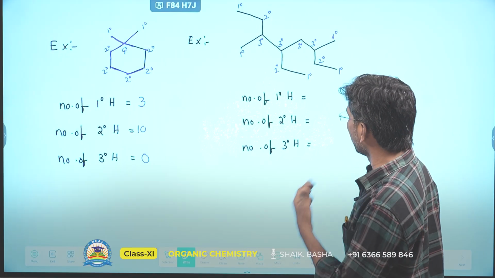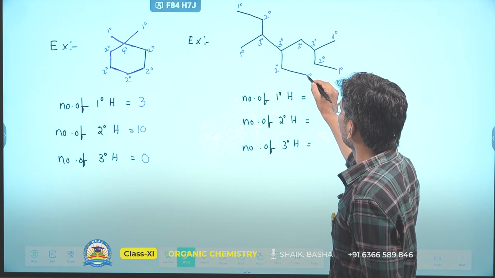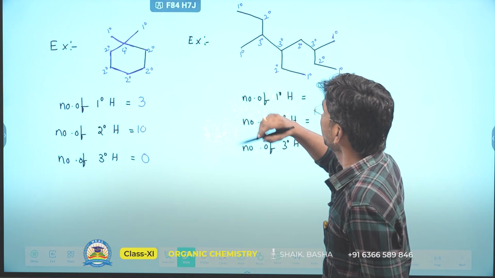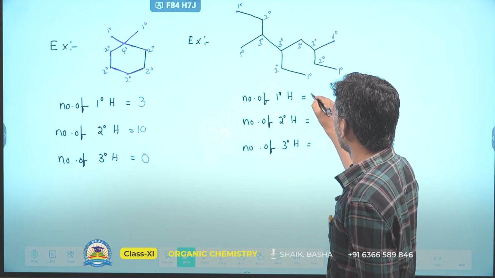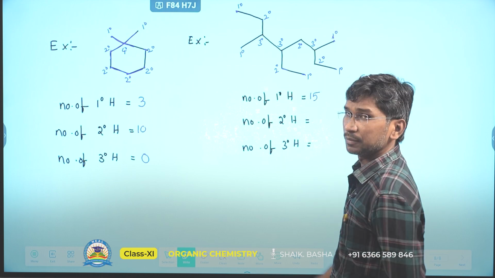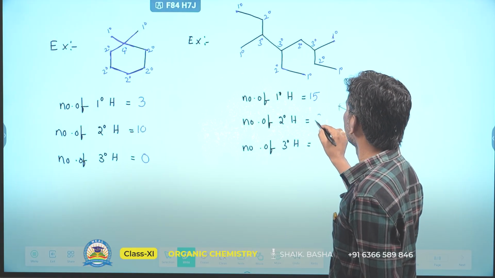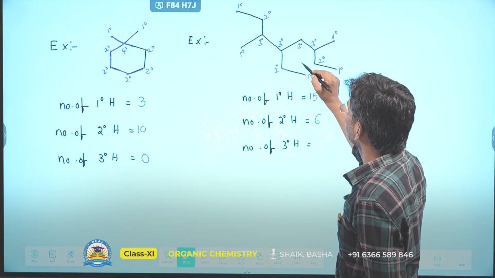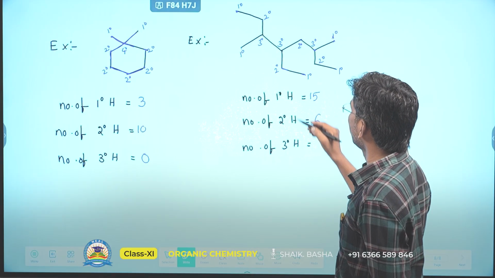Now tell me how many primary hydrogens are there? Primary carbon hydrogens are primary hydrogens. Here it is having only one bond, remaining bonds with hydrogens. 3, 3, 6 plus 3, 9, 9 plus 3, 12, 12 plus 3, 15. So total number of primary hydrogens, how many? 15. Secondary hydrogens. Secondary carbon is connected to 2 other carbon atoms. So remaining bonds with hydrogen: 2, 2 plus 2, 4, 4 plus 2, 6. Tertiary hydrogens. Here 3 bonds have the remaining bond with 1 hydrogen each. So number of tertiary hydrogens is 3.